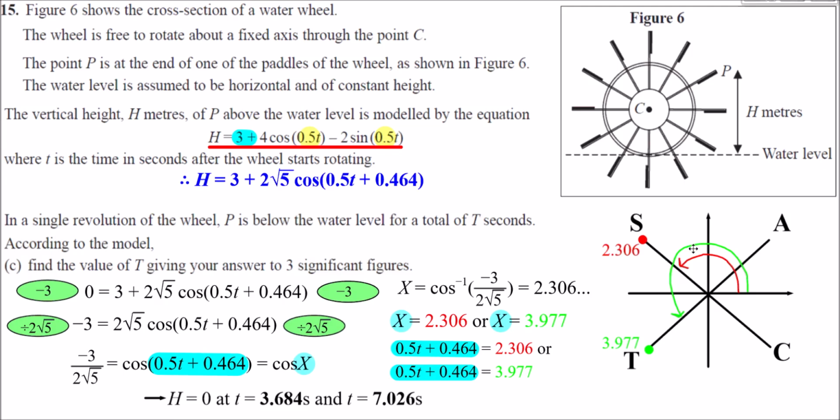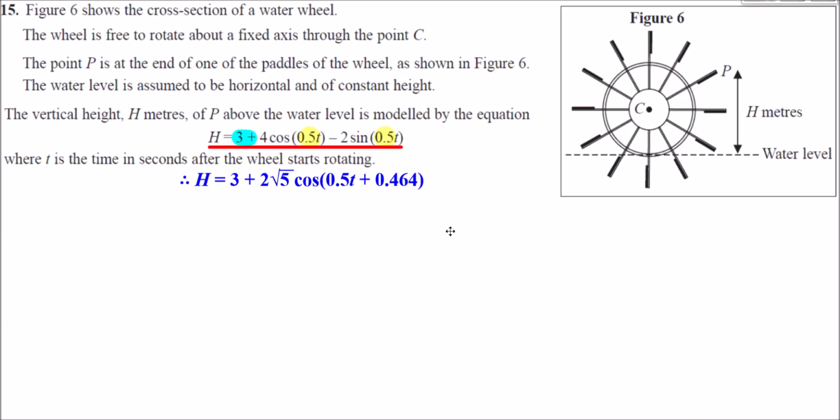Now, like I discussed earlier, it's going to be below the water for only a small fraction of the 11.6 seconds. So between these two values is about 3.5 seconds, so that sounds about right, about a quarter of the total time. So all we need to do now is 7.026 seconds minus 3.684 seconds to find the amount of time in between which the paddle is underneath the water level. So finally, it's going to be below the water for 7.026 minus 3.684, which is 3.34 seconds to three significant figures, which is what we're told to do.